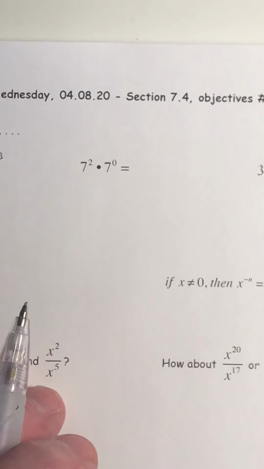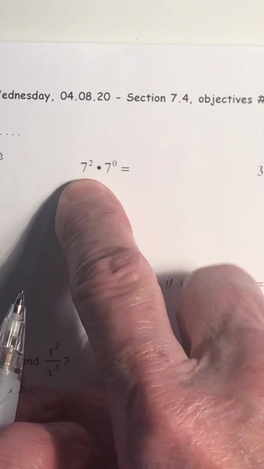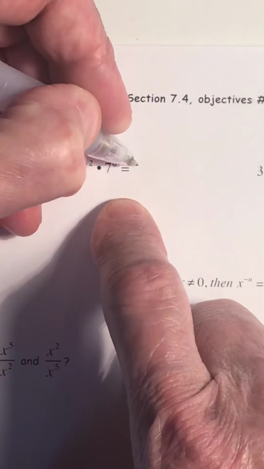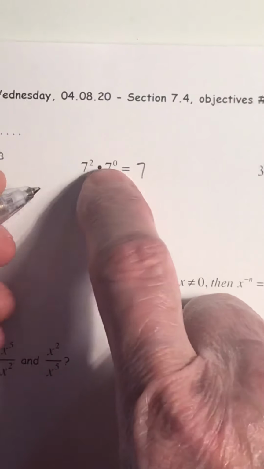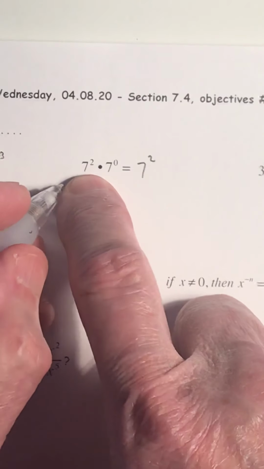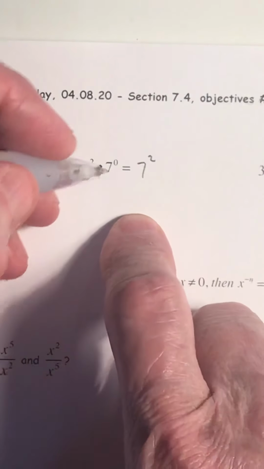Look at the next example. We got 7 to the second, which is really 49, right? Times 7 to the 0. Again, we would add the exponents. 2 plus 0 is 2. So we're getting the same number we had here after we multiply by this.